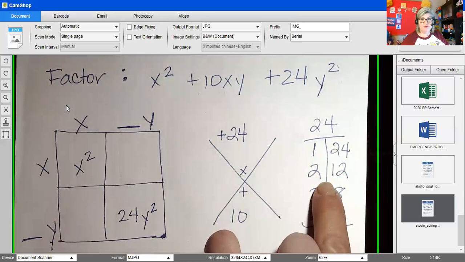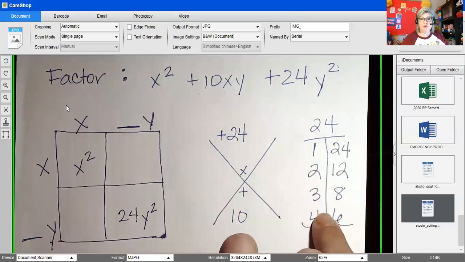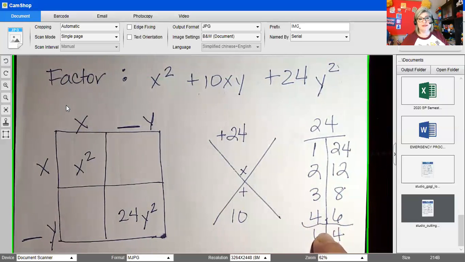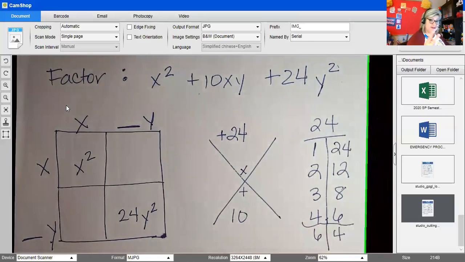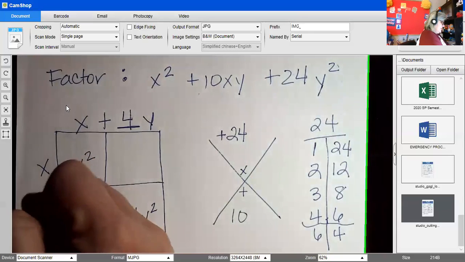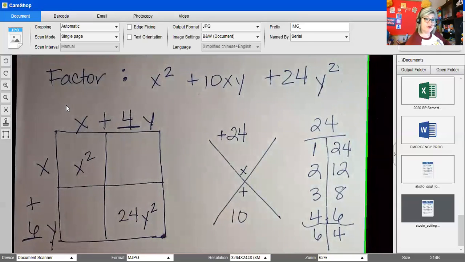2 plus 12 is 14. 3 plus 8 is 11. But 4 plus 6 is 10. So we know they're both positive. So we can just go up here to our box, plus 6y, and double check our work.